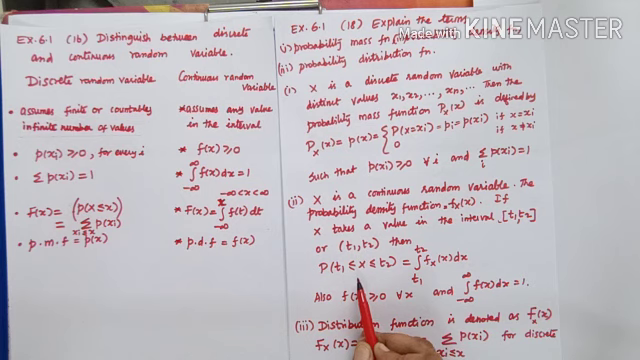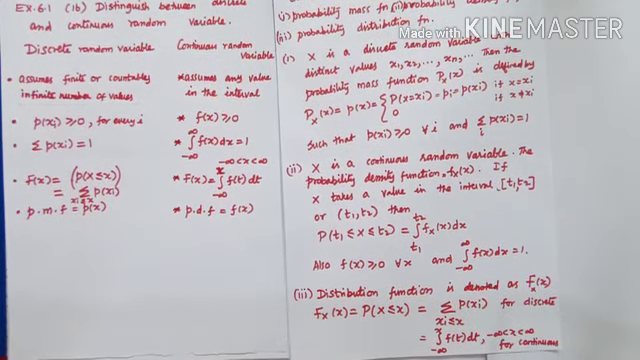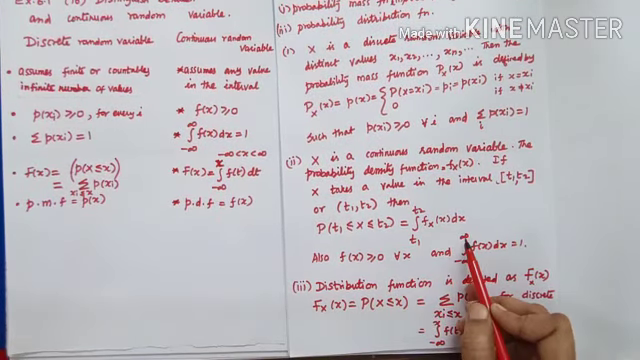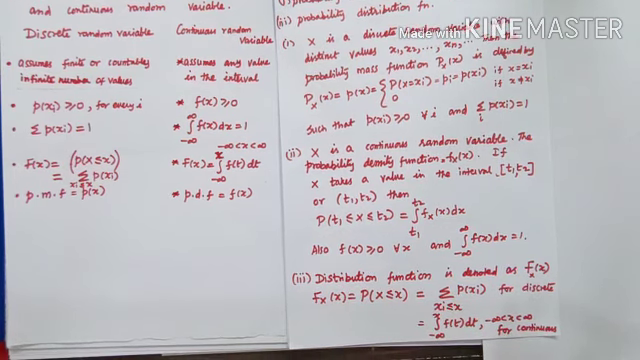And this is defined as probability of x between t1 and t2 is nothing but the integral from t1 to t2 of f of x dx. Here again we mention f of x is greater than or equal to 0 and the integral from minus infinity to infinity of f of x dx is equal to 1. The distribution function we already discussed, capital F of x, which is nothing but P of X less than or equal to x. For discrete I put sigma, whereas for continuous I put integral, and that is the answer.